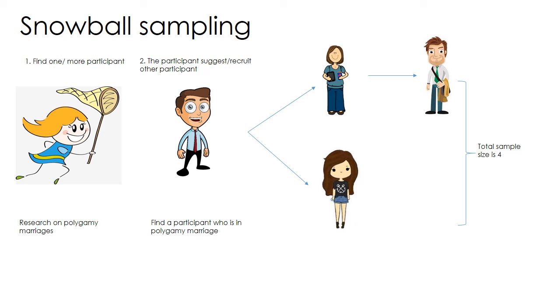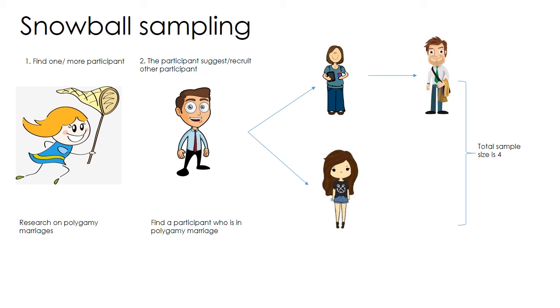Another non-probability sampling technique is called snowball sampling. In snowball sampling, your first step is you find one or more participants that you trust and have a good relationship with. Then from that participant, you try to get them to suggest or recruit another participant. So basically it is like a snowball. From one person you try to get the connection of the second person and then the third person.